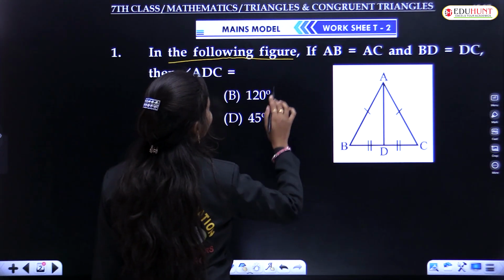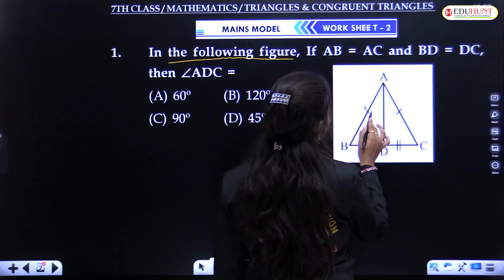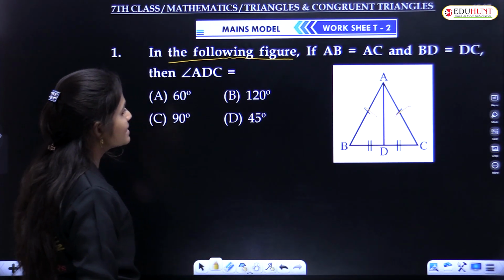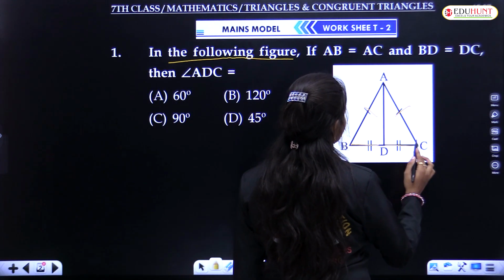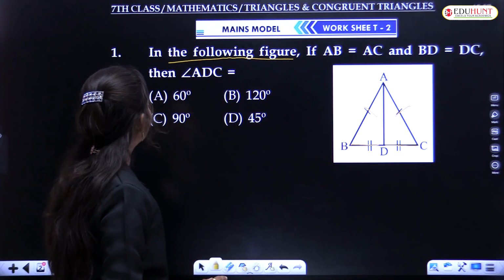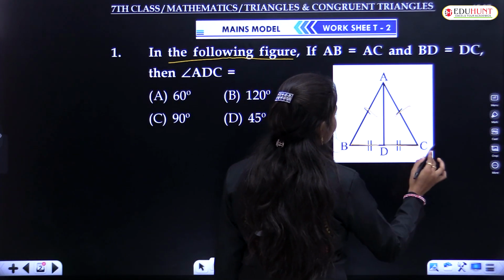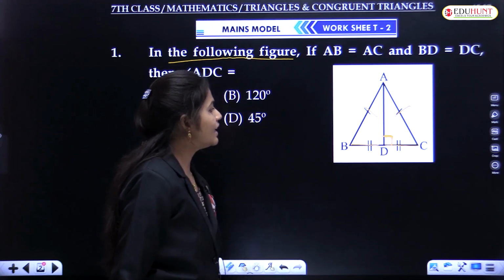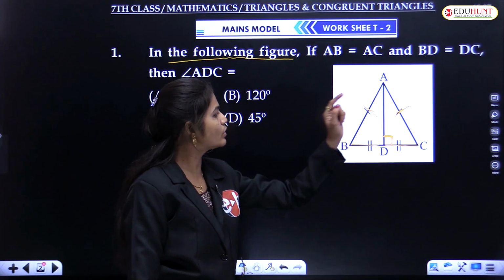In the following figure, if AB is equal to AC, they only given that condition, and BD is equal to DC, okay fine, and then angle ADC, this angle we need to find out. So children, the condition given here is first AB is equal to AC.